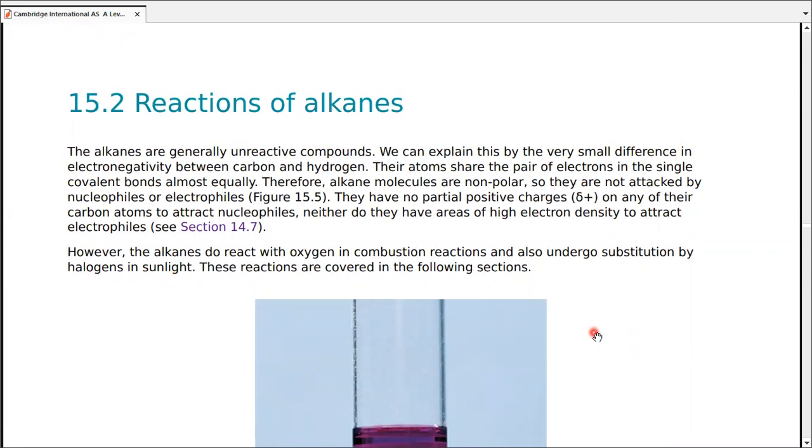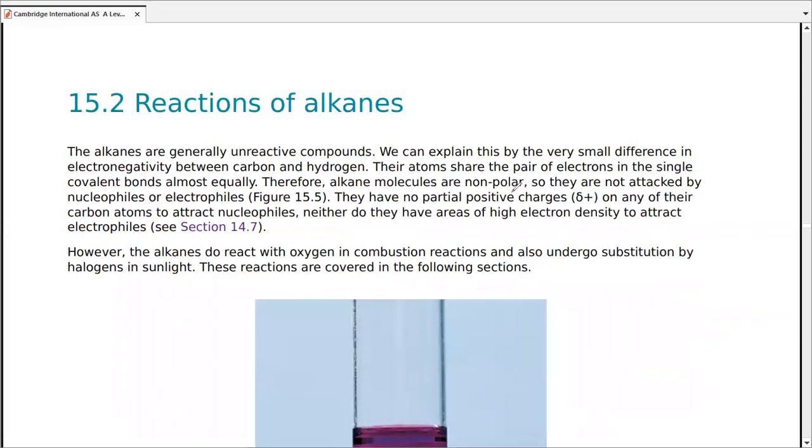Now, alkanes are generally unreactive compounds. We can explain this by a very small difference in electronegativity between carbon and hydrogen. I hope you remember that from the chapter. We discussed it back in the bonding chapter, and we consider this a very small difference. The book literally used the phrase virtually no difference in electronegativity or very small difference in electronegativity. All right. So the atoms share the pair of electrons in single covalent bonds almost equally.